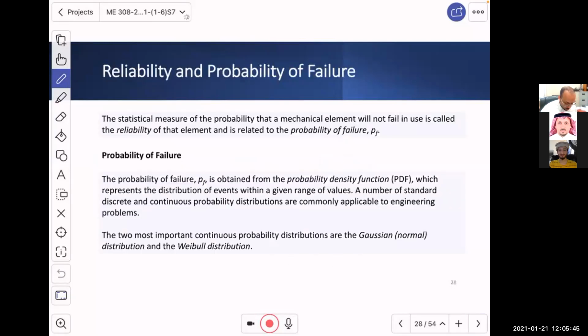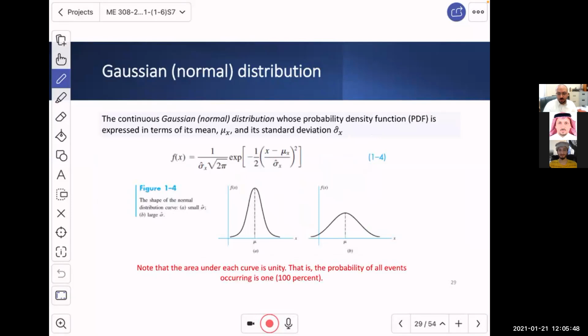Now, where did we stop last time? In the normal distribution. I told you I'm going to talk about the normal distribution for a little bit, and then hopefully this sets the ground for you to understand the Weibull distribution. The known Gaussian, which is famously known as the normal distribution, has a probability density function, the PDF, which is expressed based on two terms. The first one is the mean, and the second one is the standard deviation.